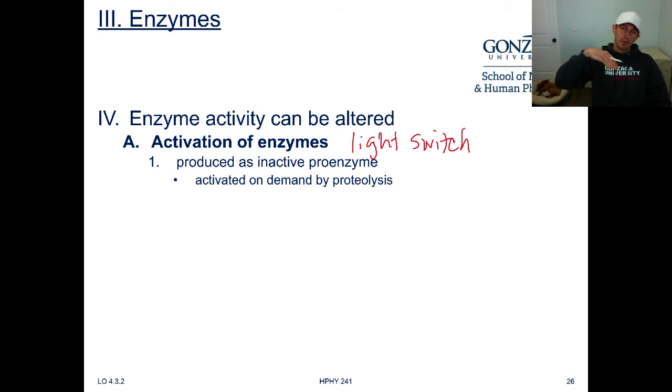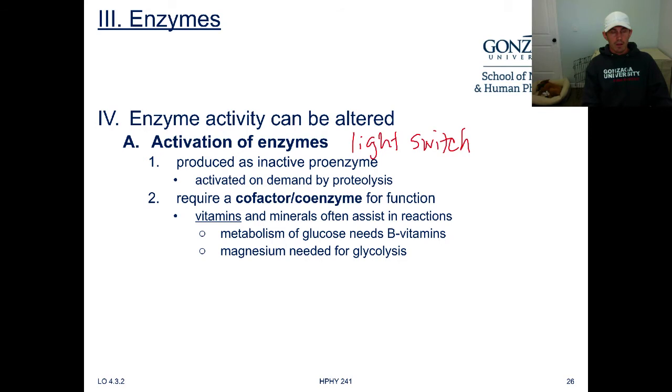It's not on. Okay. However, at a certain point, that enzyme, and I'm not worried about the details of why, you don't need to know that, but that enzyme can be activated, aka that light switch gets turned on, and then all of a sudden the enzyme is active. It can bind its substrate, and reactions can proceed. So that's one way that cells can activate an enzyme.